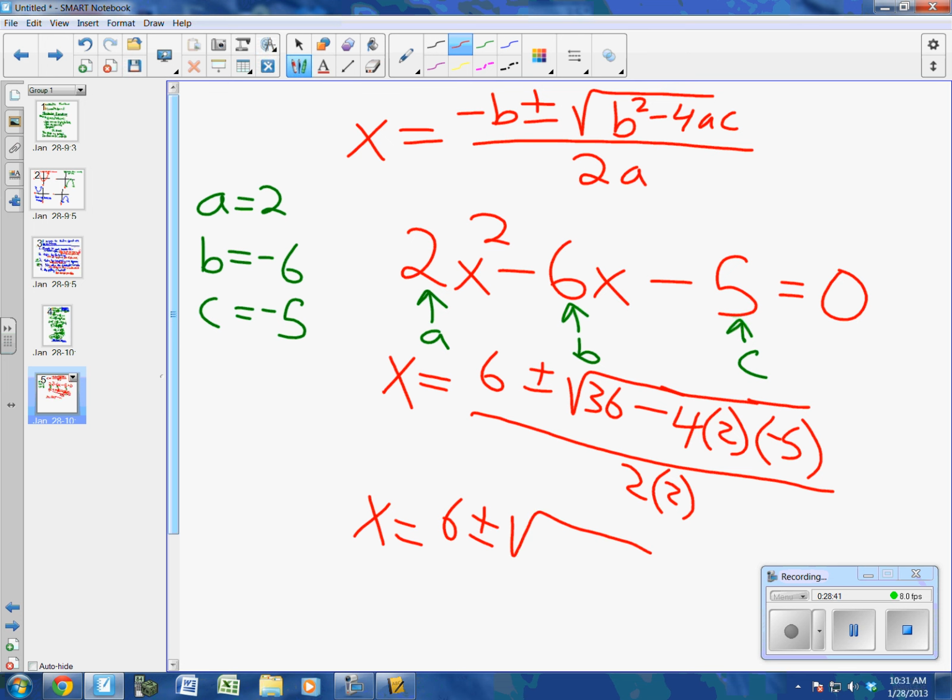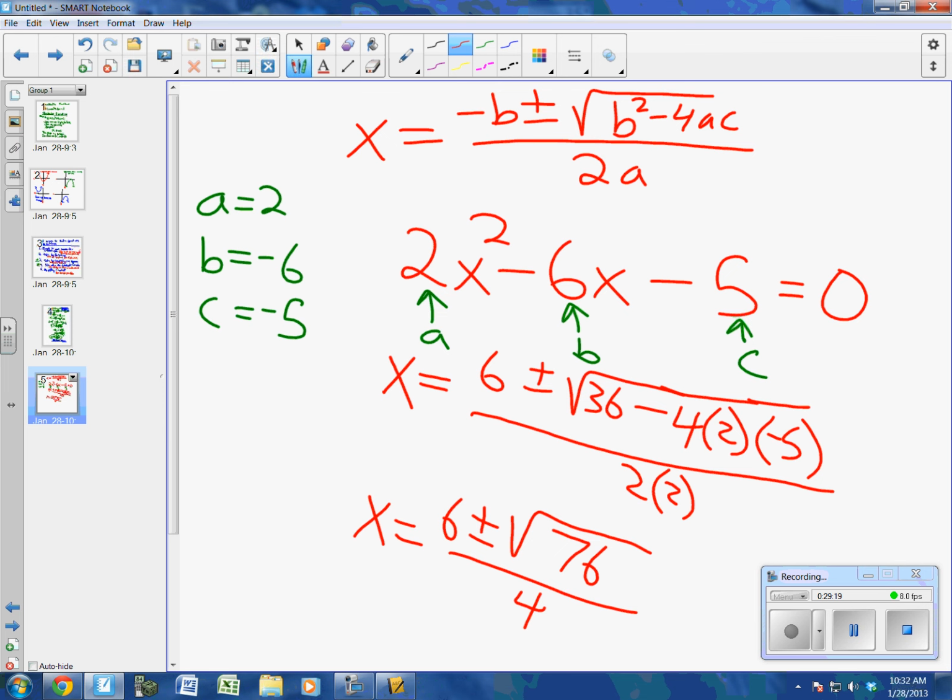Everybody do this right now, so you guys don't make mistakes. This is what I want you to do. Everybody pick up your calculator. If you don't have one, go run over there and grab one. Hurry. Everybody type in, without the square root, 36 minus 4 times 2 times a negative 5, and tell me what you get. 76. So everybody put 76 right here, all divided by 2 times 2, which is 4.